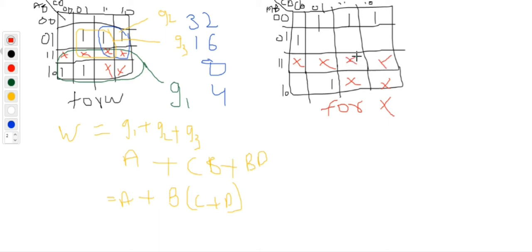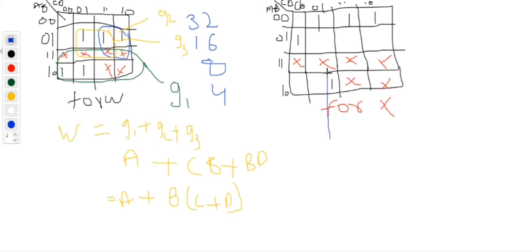Now, is there any chance for grouping of 16 here? No, we don't have a chance of grouping 16. Do we have a chance for grouping 8 here? No, we don't have a chance for grouping 8 also. So now we go for 4 groups, grouping 4 numbers.